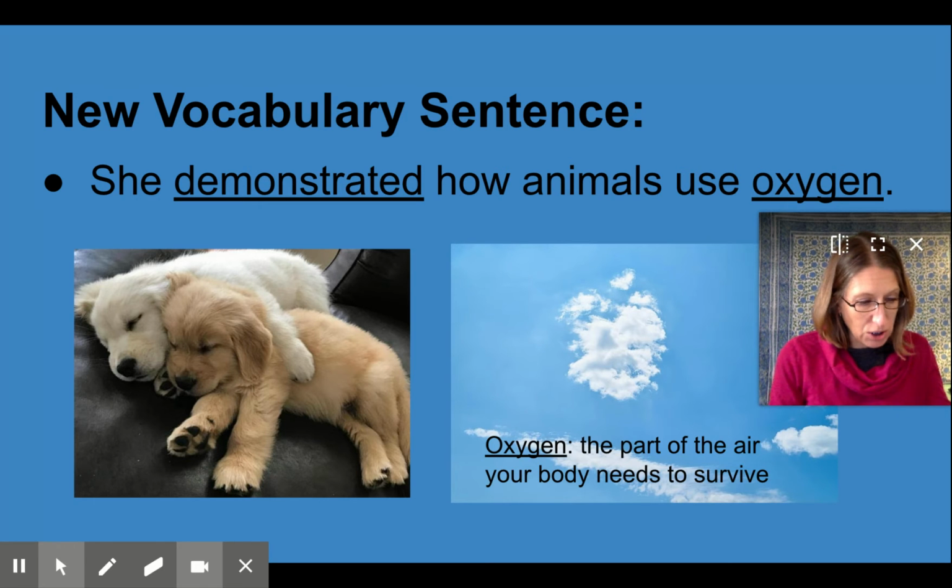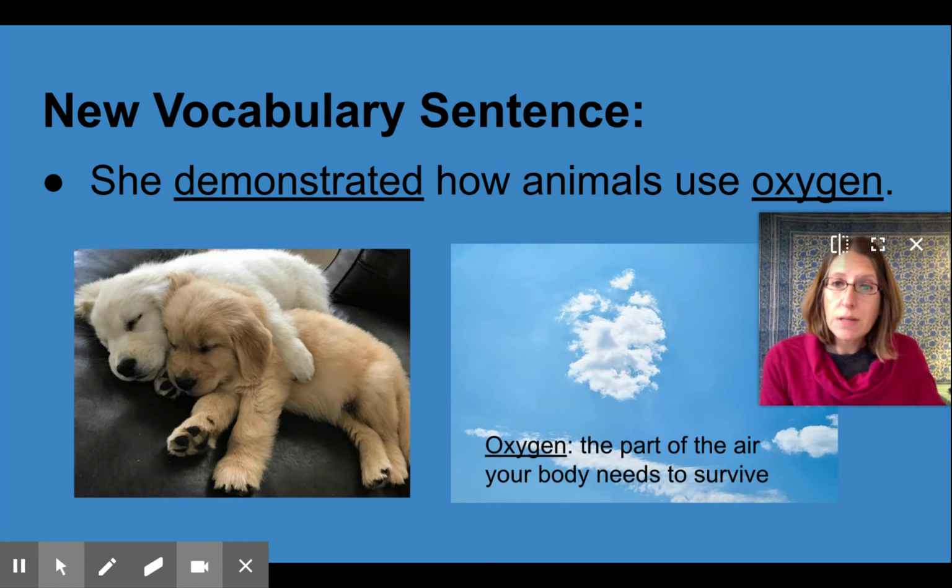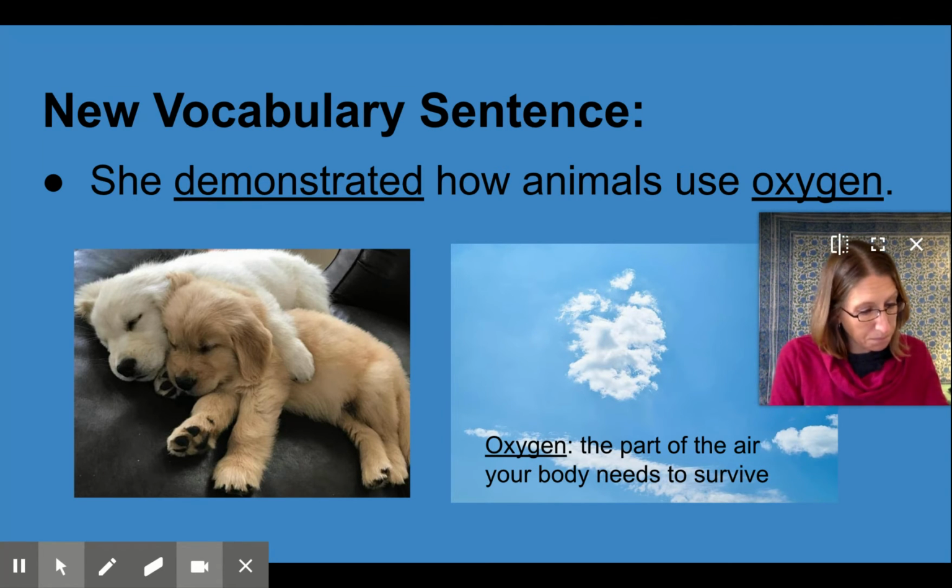So the sentence says she demonstrated something. When you demonstrate something, you show it. So if you were to demonstrate how to make a sandwich, you would show someone how to make a sandwich. All right. She demonstrated how animals use oxygen. And oxygen is the part of the air that your body needs to survive. So we need oxygen to survive. If there's no oxygen in the air, we would die.